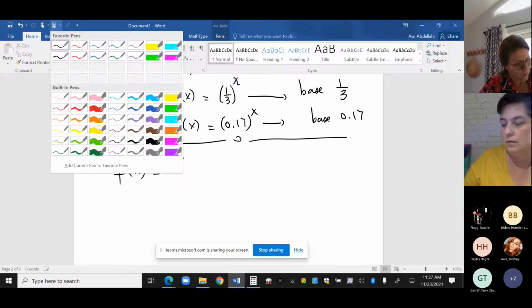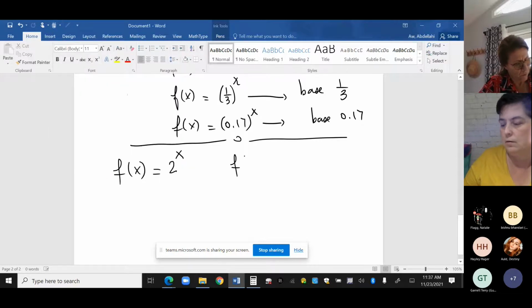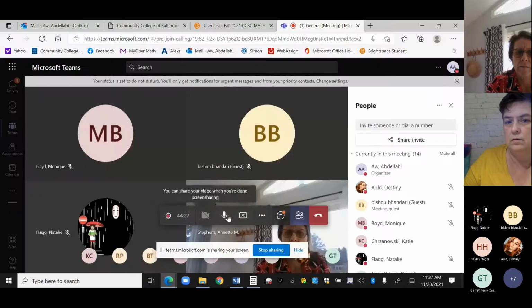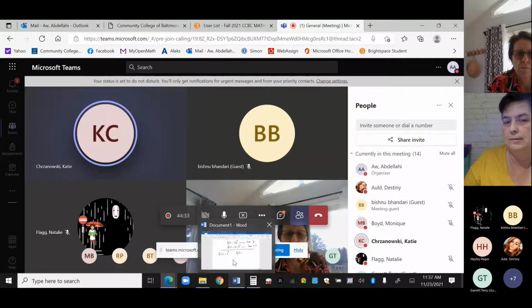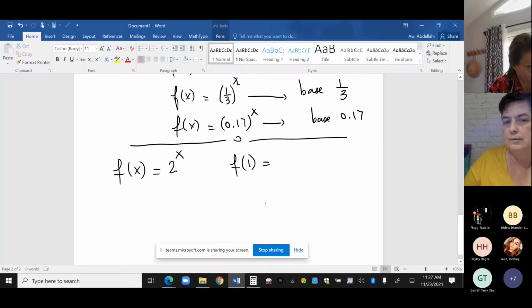If somebody asks me to write what is f of 1, where I plug in the 1, do I change the 2 or do I change the x? The x. Exactly. We change the x. The base doesn't change. When you evaluate exponential functions, the base will never change, right? Everybody understand that? So it's going to be 2 to the 1 power, which is 2.